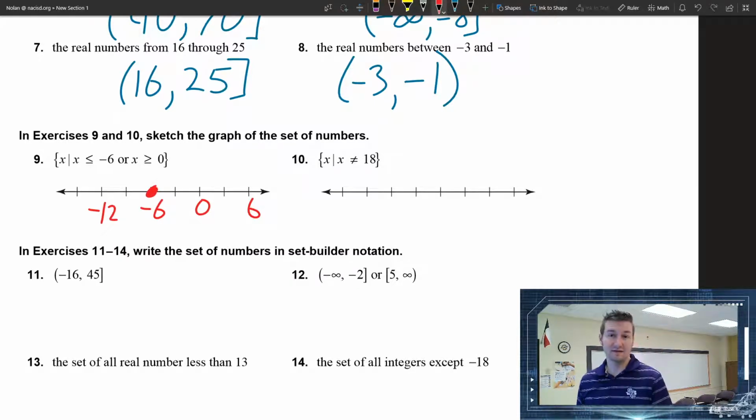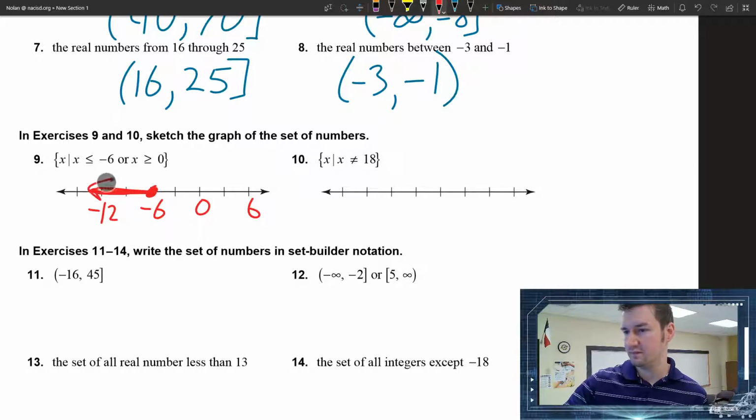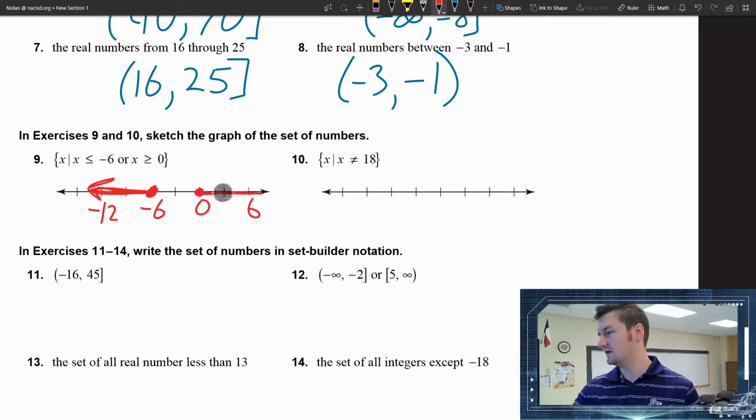And then it's less than, so it's going to point towards the left. It's going to be like a little arrow going to the left. And this says also, or x is greater than or equal to 0. So if we start at 0, we're going to fill it in because it's greater than or equal to. And it's going to be greater than 0, so it's moving to the right. So we could kind of graph it like that.